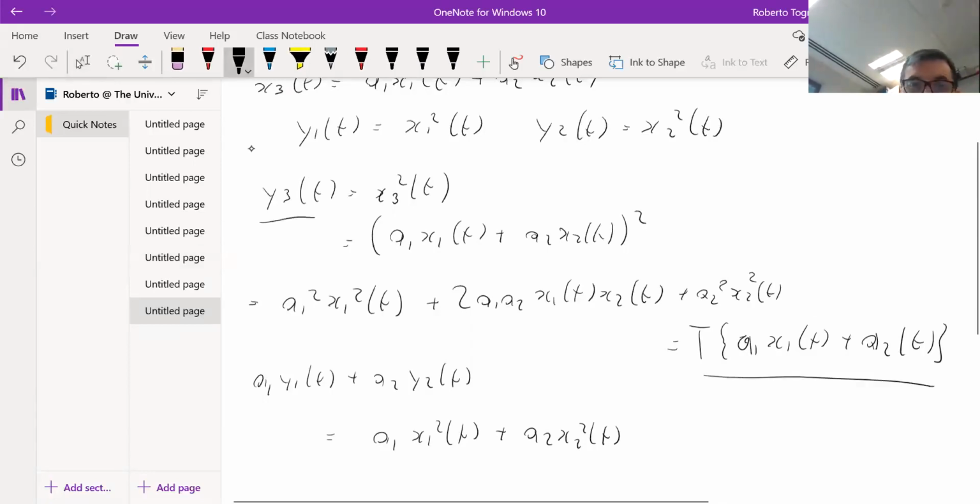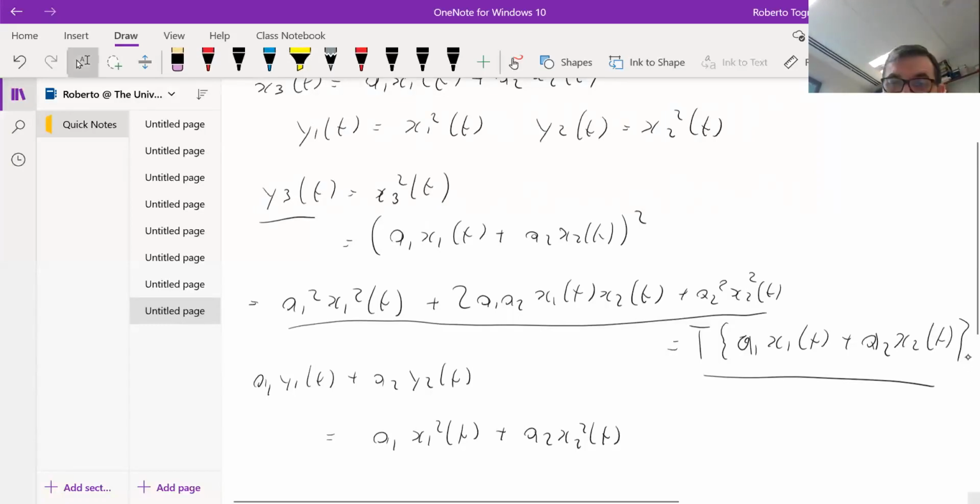That is this one here. That is the output when the input is A1 x1 plus A2 x2. I think I'm missing. That's what I mean when I feel stressed by the edge of this notebook. Okay, so that's what you have here. This is just equal to that, obviously, because y1 is equal to x1 squared, y2 is equal to x2 squared.